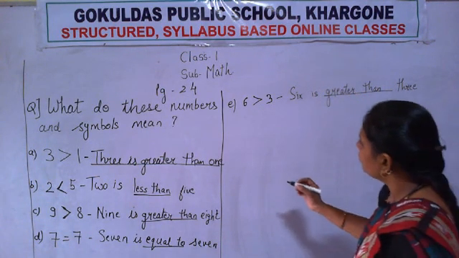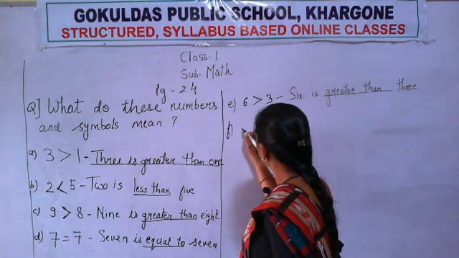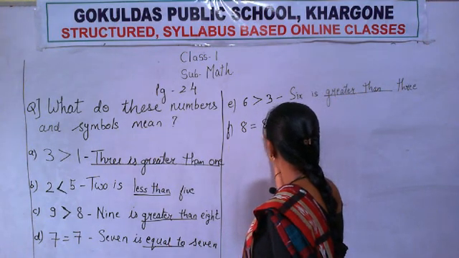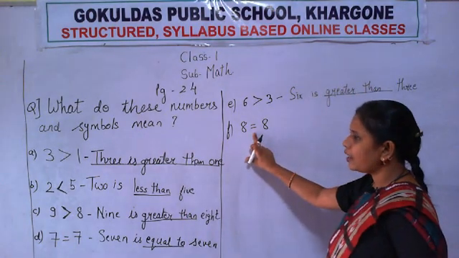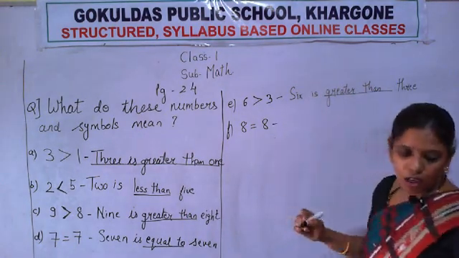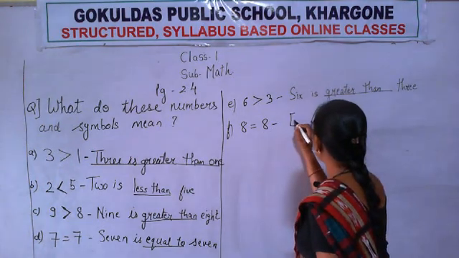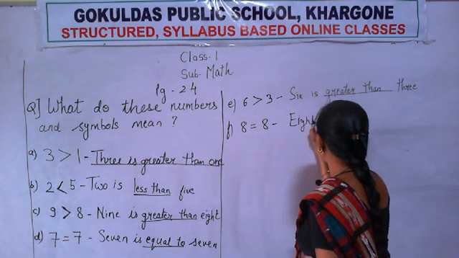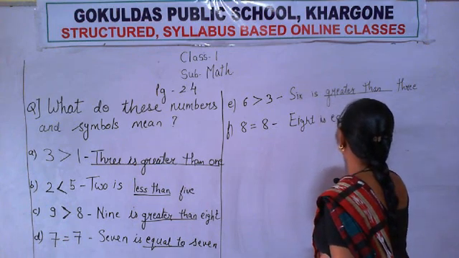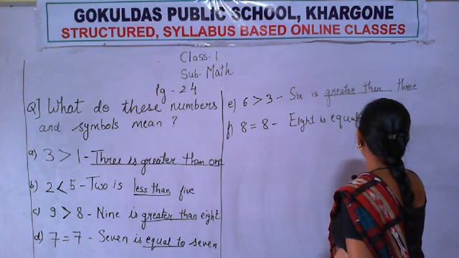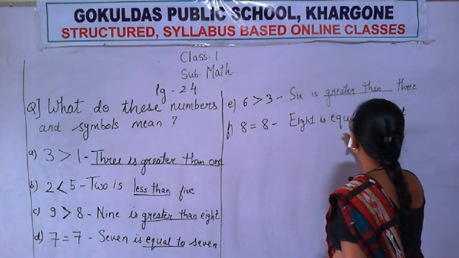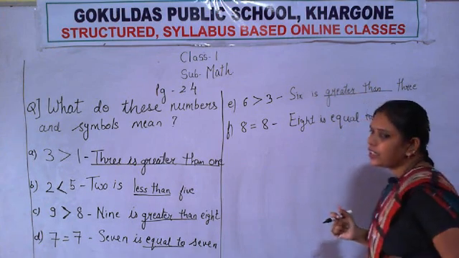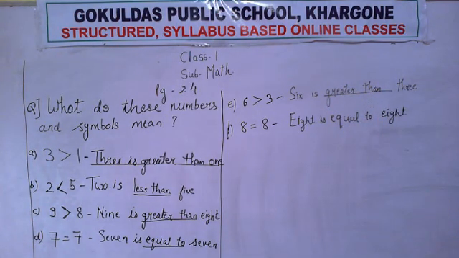Now last. 8 equal to 8. Both sides numbers are the same. That means this is the sign of equal to. So what will come in the blank? 8 is equal to 8. Write this first question.